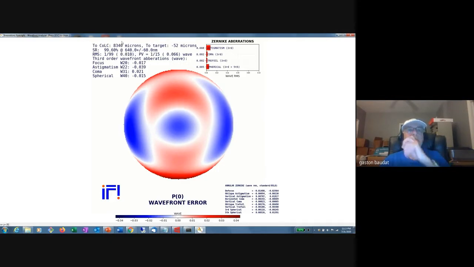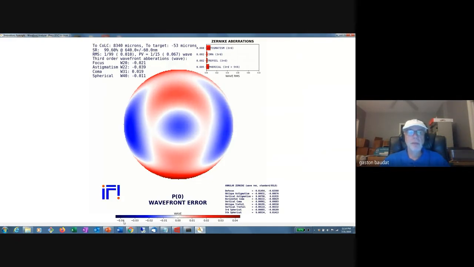But what you see here is how much defocus we have, which is within 65 microns of the perfect defocus expected value, so close enough. We have a Strehl ratio of 99.6%, so it's pretty much diffraction limited. This is the wavefront error, leading and trailing part of the wavefront. You see the wavefront error here in waves, in wavelengths.